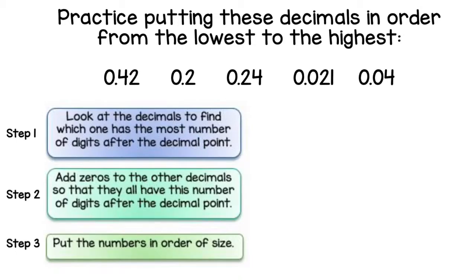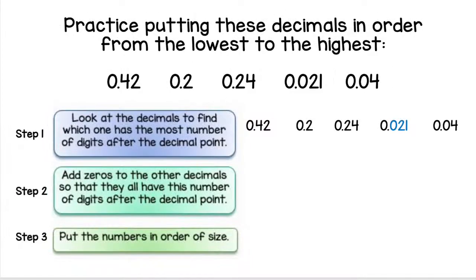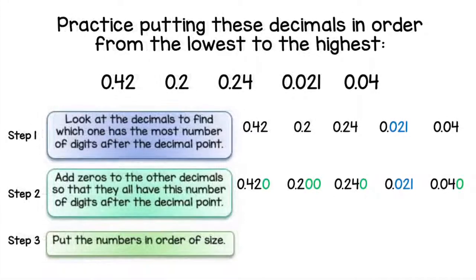So you should find that looking at the decimals for the number of digits after the decimal place, out of 0.42, 0.2, 0.24, 0.021 and 0.04, the number with the most digits after the decimal place is 0.021. That has 3 digits after the decimal place, so that's the one that we're focusing on. Then you need to add the zeros after all of the other digits to make sure they all have 3 numbers. So it should now look like it does on the screen.